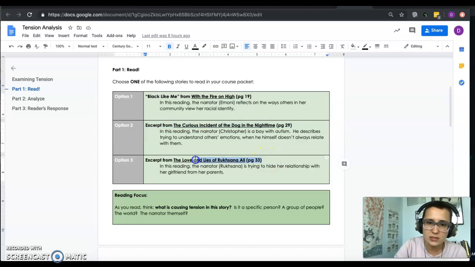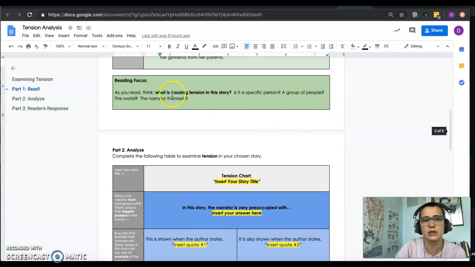And then the last option for you is from a book called The Love and Lies of Roxana Ali. And this is a story about a girl whose parents are very, very conservative. She's Muslim conservative, and she's gay, and she's talking about her relationship, and a source of tension for her is having to hide that relationship. Okay. So here's what you're thinking. What is causing tension in the story you chose? So that's part 1. Pick a story and read it.